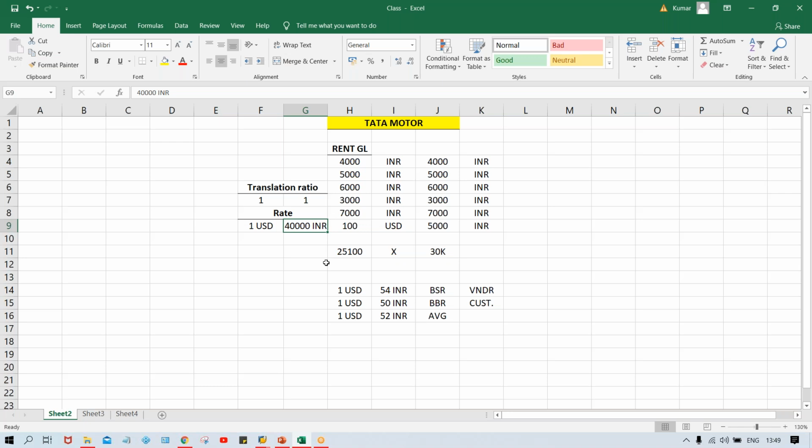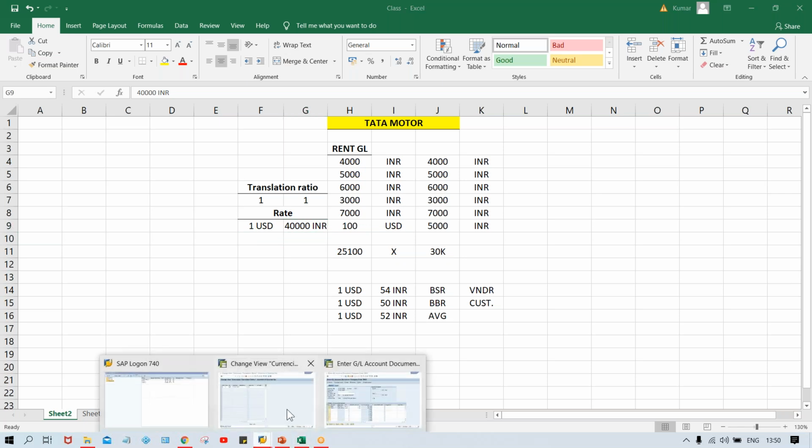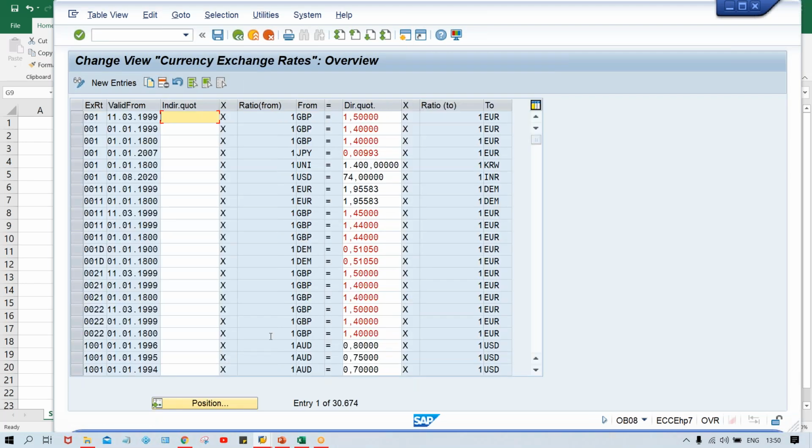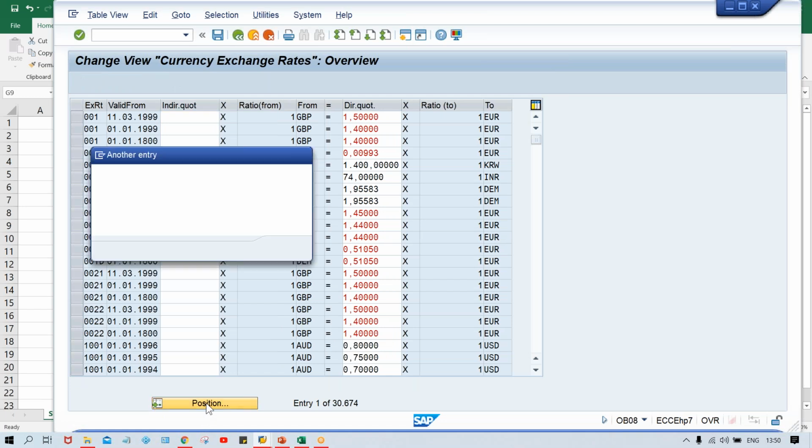There could be multiple countries, guys. Even in Africa there are certain nations where the currency values are quite down compared to the US dollar, right? So in that case, what is happening, guys? Let's suppose 1 USD equals 40,000 INR. So this rate is supposed to be specified where, that I'll show you. And here in currency translations we have specified 1:1 itself. Go to OB08. Here we are maintaining the rate.